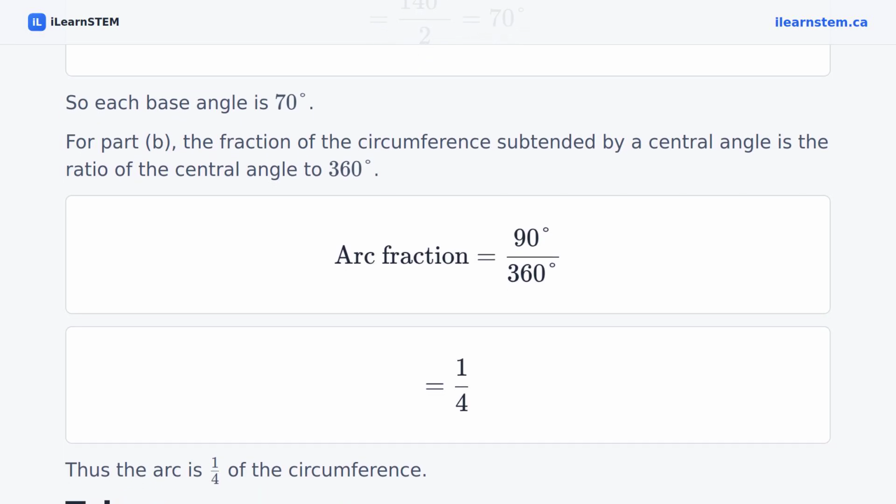Remember, base angles of an isosceles triangle are equal, and the fraction of a circle's circumference for a central angle is the angle divided by 360 degrees.